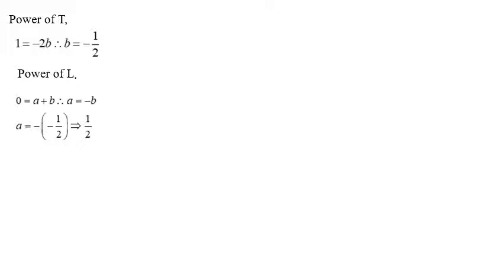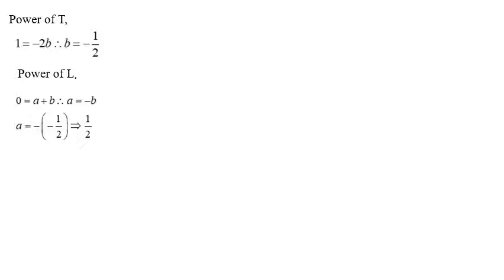Now what is the power of T here? The power of T on the left hand side is 1 and that is equal to minus 2b. Therefore b is equal to minus half. In a similar manner, we find the power of L. The power of L on the left hand side is 0, and on the right hand side that is a plus b. So therefore a is equal to minus b. The value of b is equal to minus half. So now here a is equal to minus into minus half, which is equal to half.